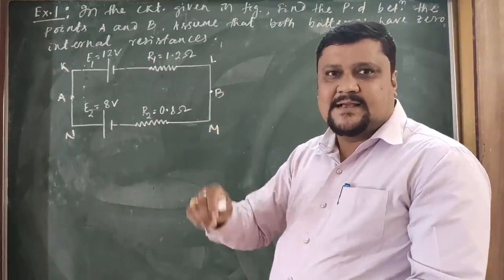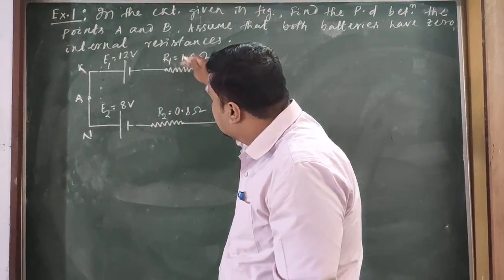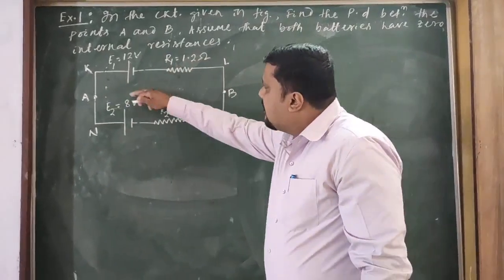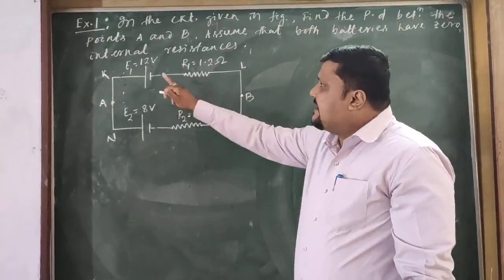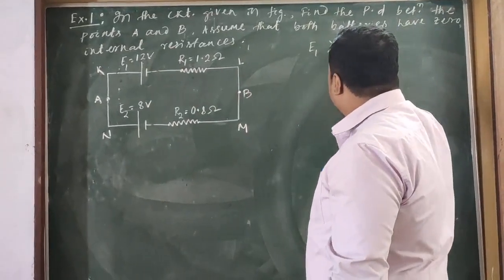So the current direction is required here. How will we take this current direction? Now you see this circuit. By observing this circuit, the EMF of cell 1, E1, is greater than E2.